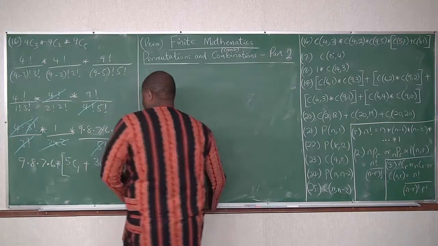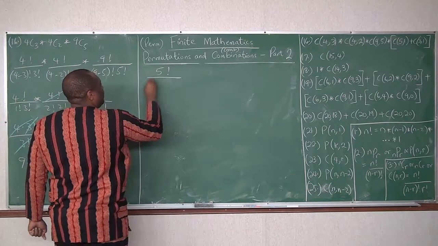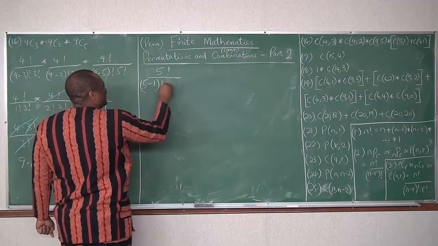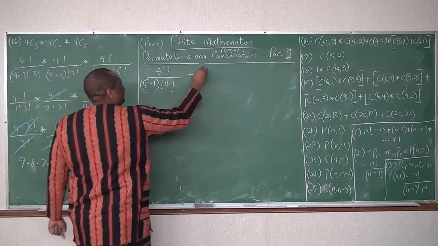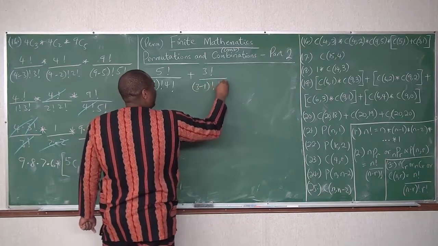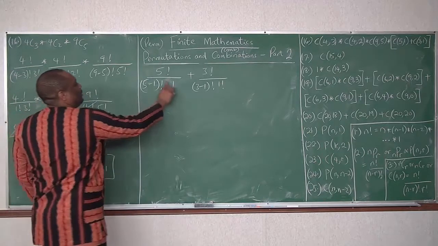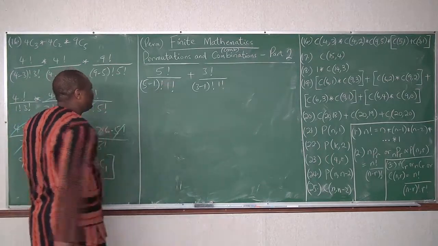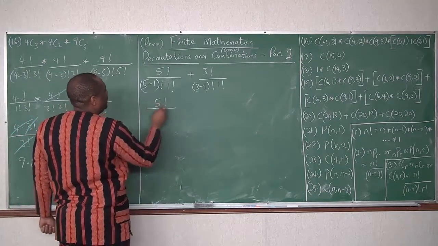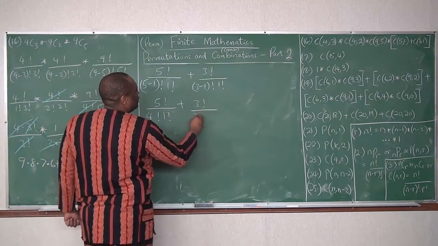So if we do it, 5 choose 1 will be 5 factorial over 1 factorial, 4 factorial. I don't want to skip steps. Plus 3 choose 1, 3 factorial over 3 minus 1 factorial, 1 factorial. Okay? This is 1, don't mind me. 1 factorial. Right? So this will be 5 factorial over 4 factorial, 1 factorial, plus 3 factorial over 2 factorial, 1 factorial.